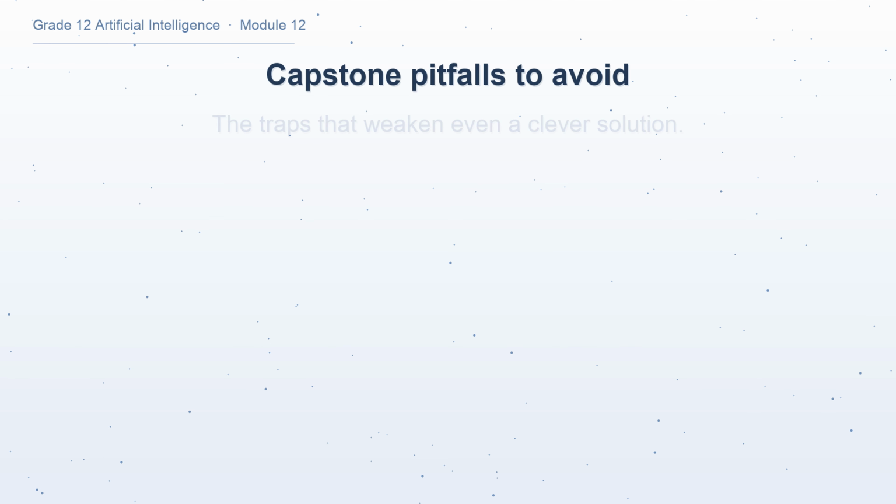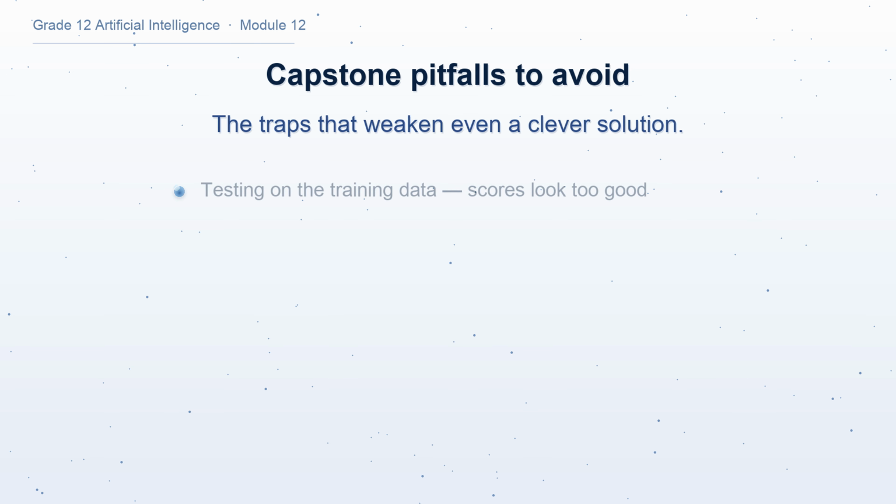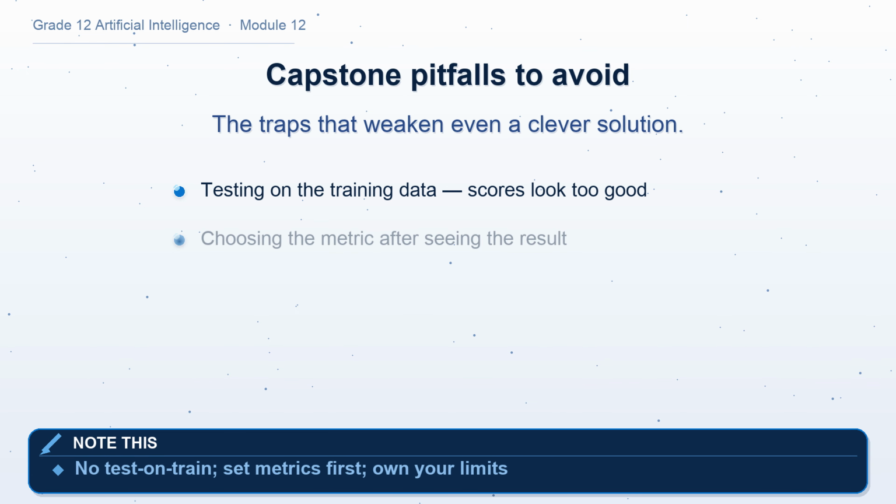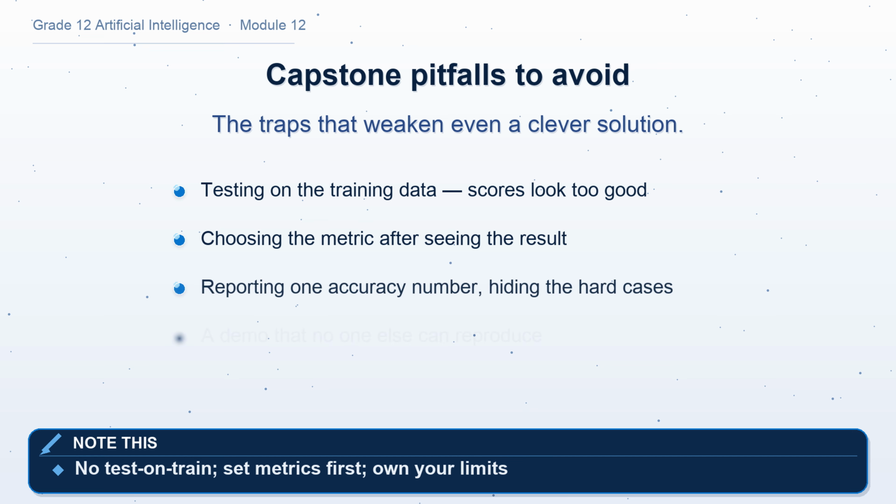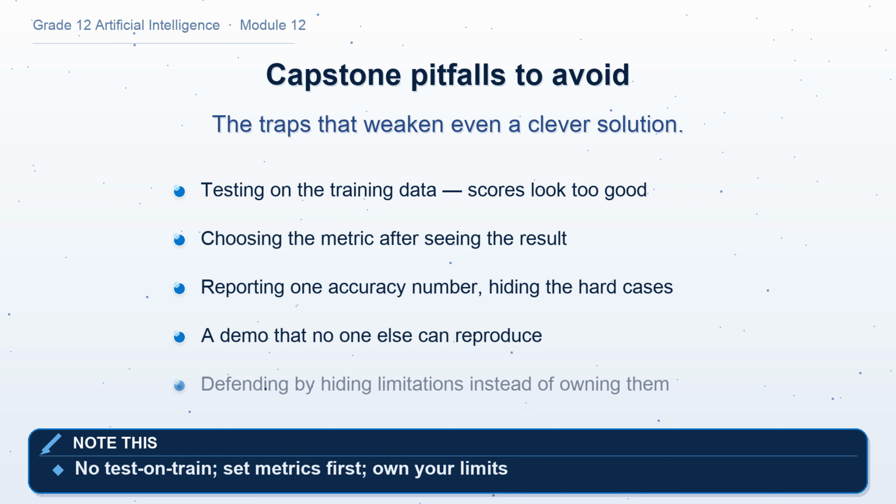A few traps weaken even a clever solution, so let's name them. First, testing on the same data you trained on. The scores look wonderful and they mean nothing. Second, choosing your metric after you see the result, which is just flattering yourself. Set the criteria first. Third, reporting a single accuracy number while hiding the cases that fail, especially the costly ones. Fourth, a demonstration that no one else can reproduce, which leaves the result unproven. And fifth, defending by hiding your limitations, when owning them is what earns trust. Avoid these 5 and your thesis will stand.